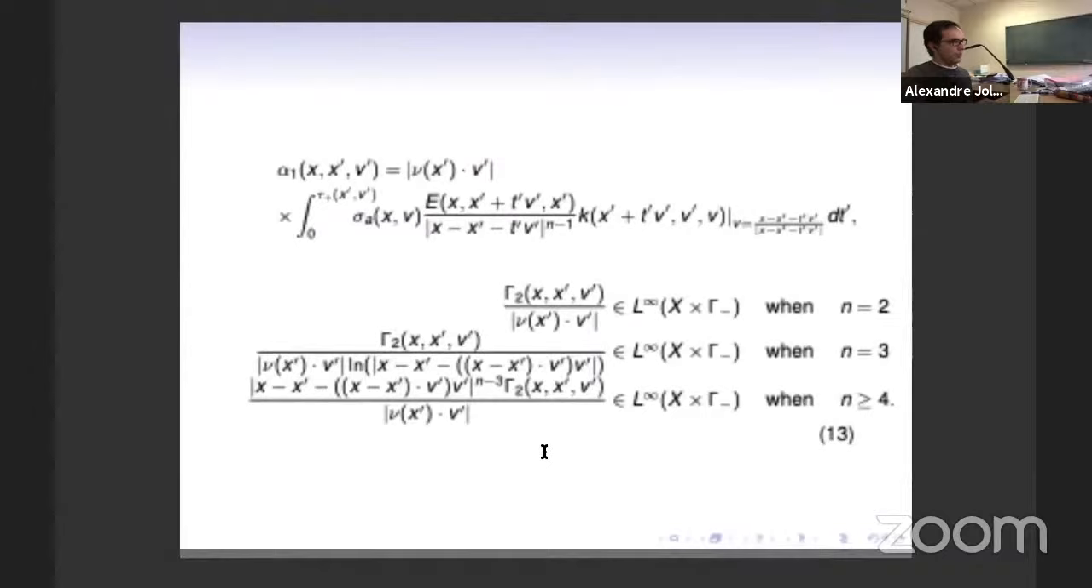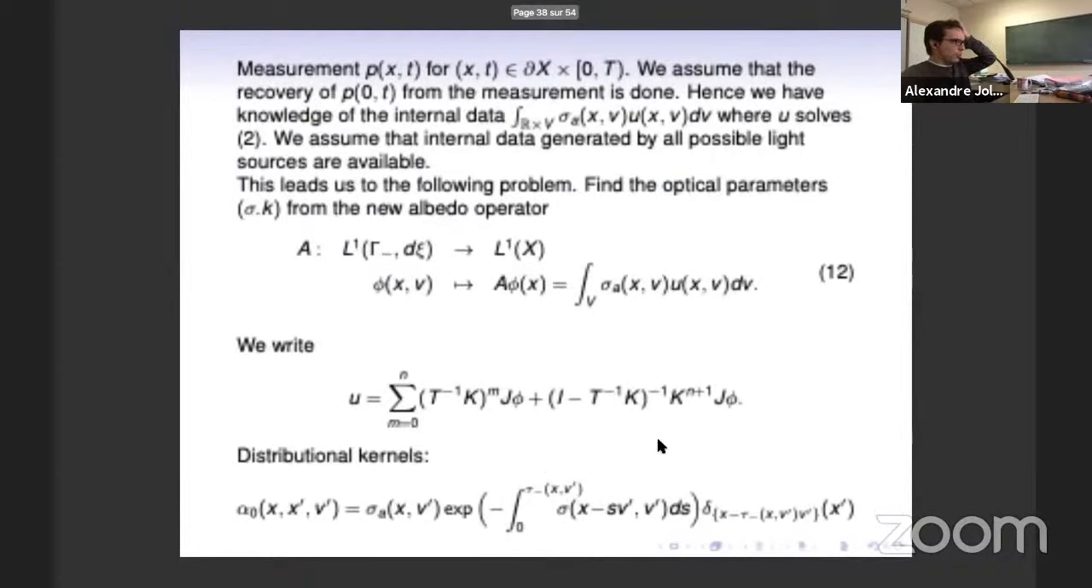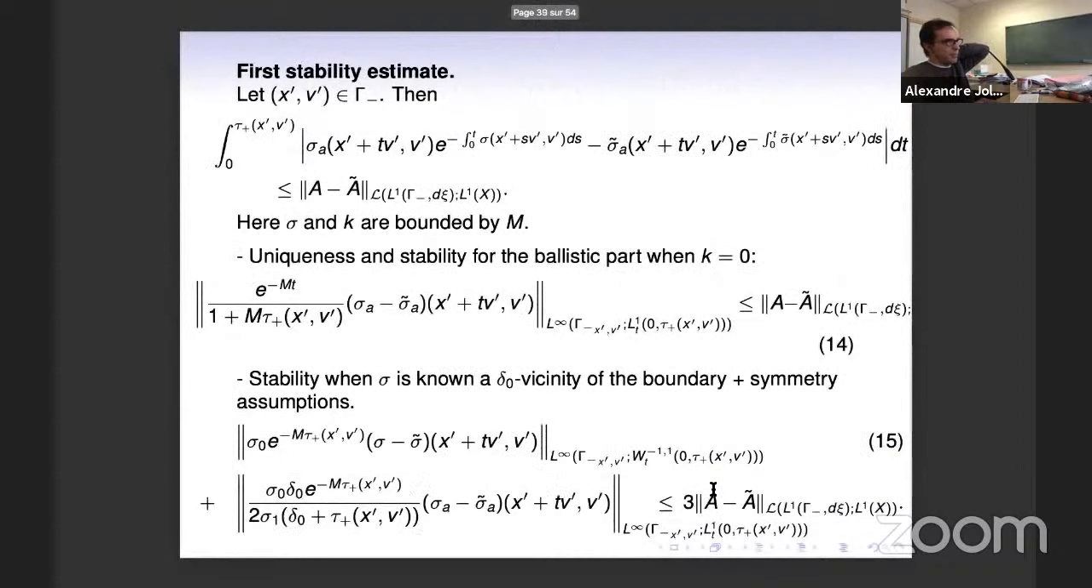So first, before I show you this asymptotics, a first stability estimate you can obtain is given by this. Just using the delta function here, and with the same type of scheme I showed you before, you have these stability estimates on sigma A and sigma. So when k is equal to zero, you have sigma equal to sigma A. And you see that this function is just minus the derivative with respect to t of this function here. And so if you have knowledge of this function, you can recover sigma A. So from this estimate, when k equals zero, you are able to obtain a stability estimate for sigma A, which is given by this.